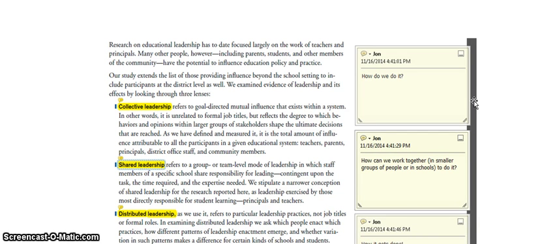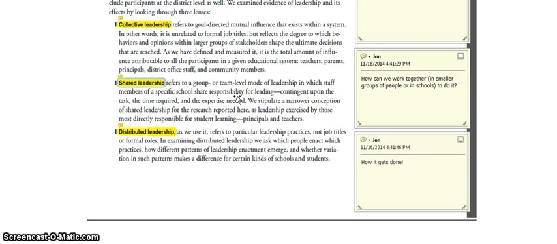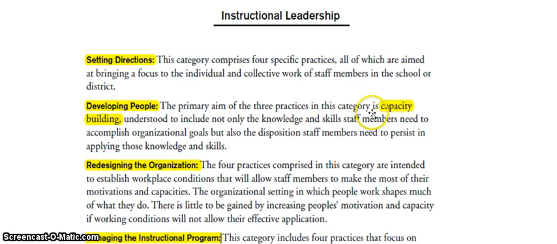The shared leadership is along the lines of can we work together in smaller groups of people or in schools to do those things. And then the distributed leadership was the final one, and that's more along the lines of what are the actual things that are being done to get the things taken care of. The article does a great job covering a lot of that. So let me talk a little bit about that because we're in a leadership program as we move forward.